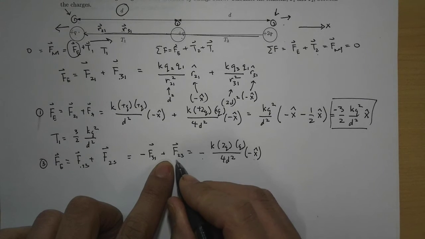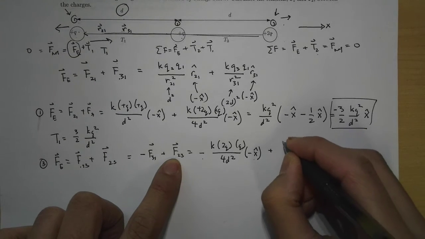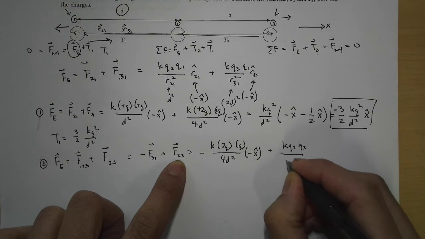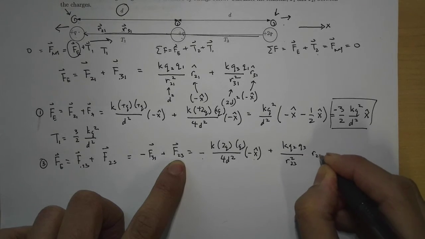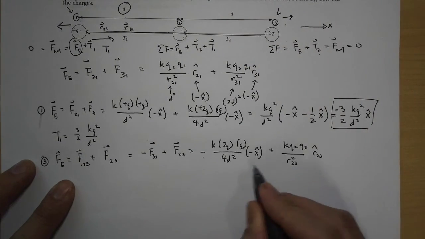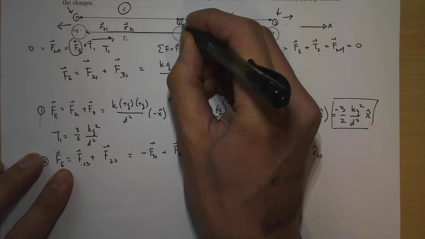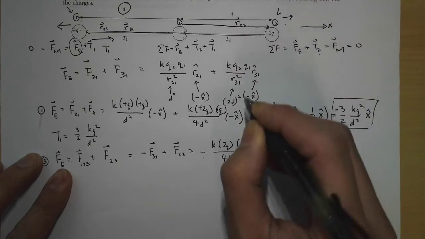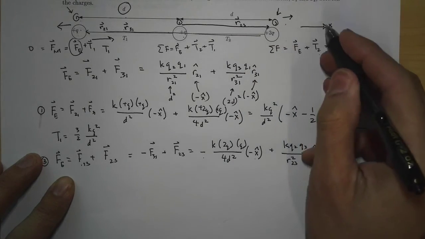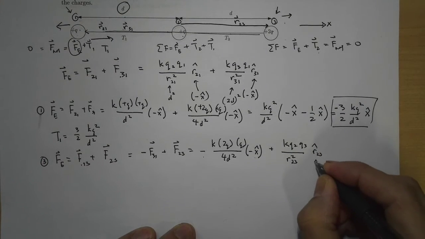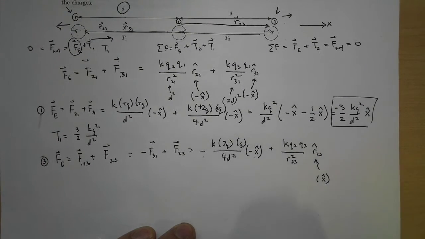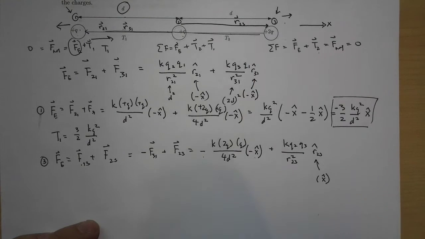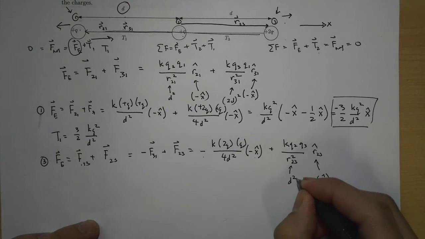Okay, so let's do this second part, plus k Q2 Q3 divided by R23 squared, R23 hat. So what is R23? Well, R23 goes from point 2 all the way to 3. That's the R23 vector, and R23 hat is just pointing along the x direction, so this thing is just x hat, very simply. And what is R23 without the vector? That's the distance, and that distance is just d. So this thing is just going to be d squared.